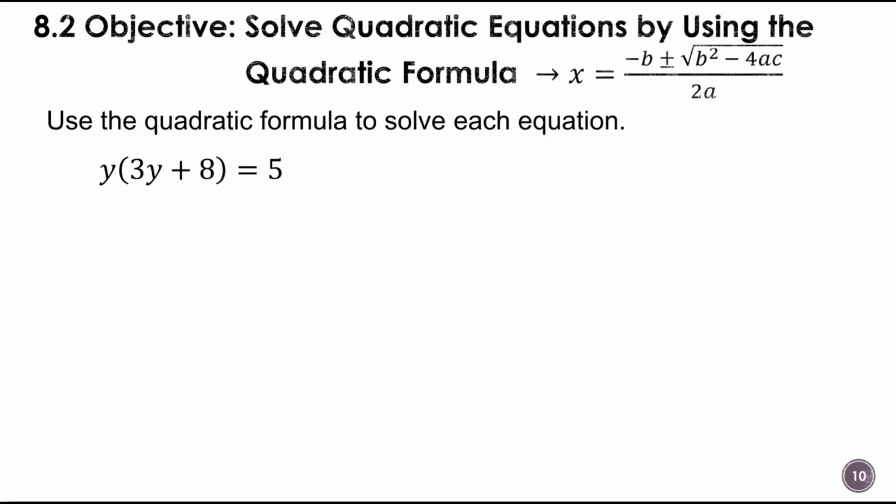All right, so we're going to distribute the y. So that's 3y squared plus 8y, and then subtract 5. Identify a, b, and c.